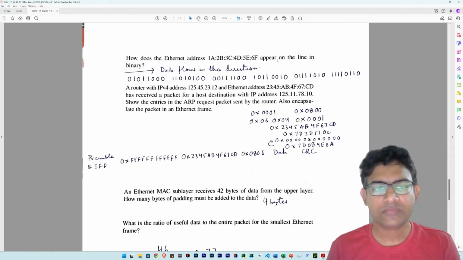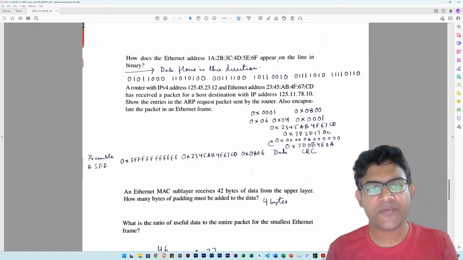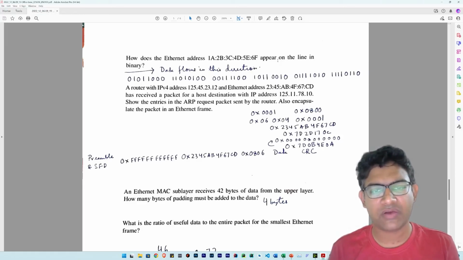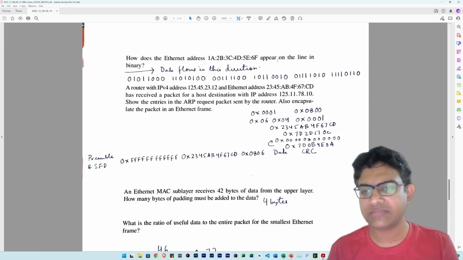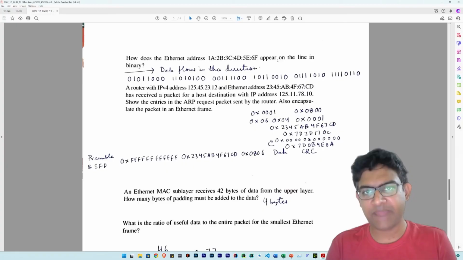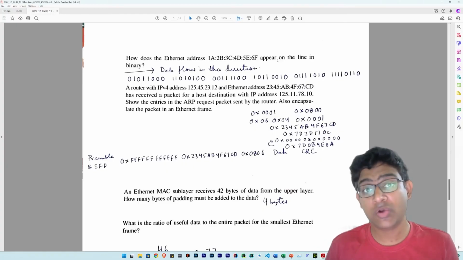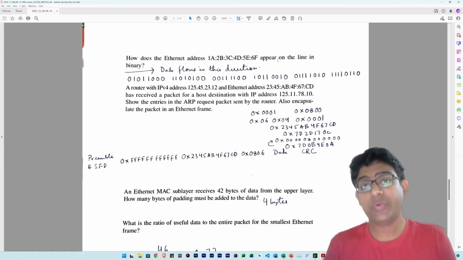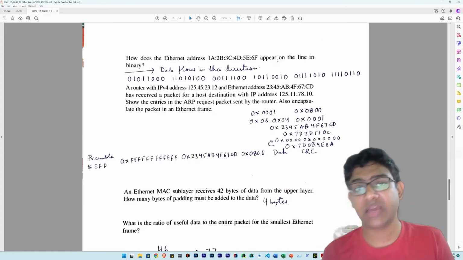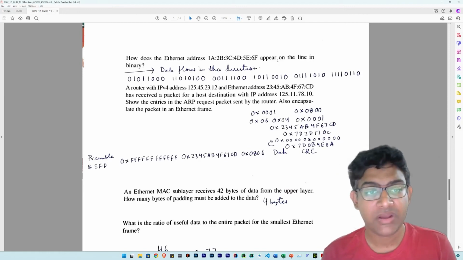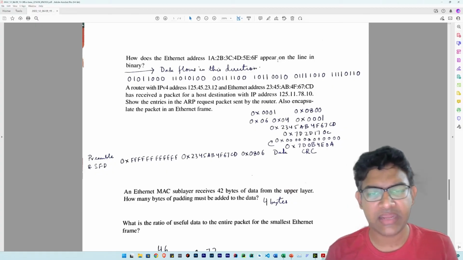Okay. A router with IPv4 address this and Ethernet address this has received a packet for a host destination with IP address this. So router has received a packet. Now it wants to forward the packet to the correct destination, but it does not know the hardware address of that destination, right? It knows only the IP address, which it actually finds from the destination IP in the IP packet. So the entries in the ARP request packet sent by the router also encapsulate the packet in an Ethernet frame.